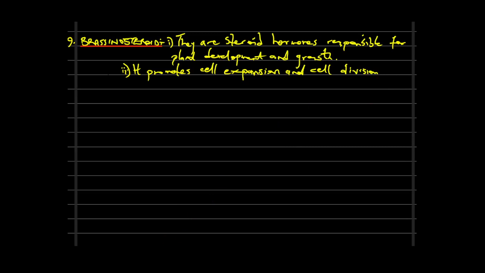Another function is, let me use this one as the third one. Number 3 is that it functions as a signaling hormone. It is a signaling hormone. It functions as a signaling hormone. So those are the functions of the brassinosteroid.